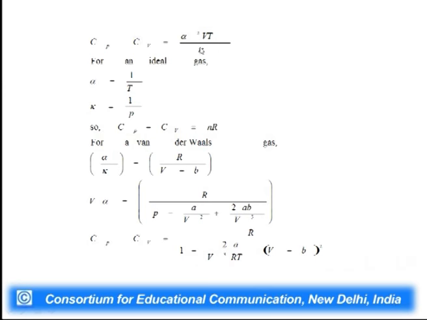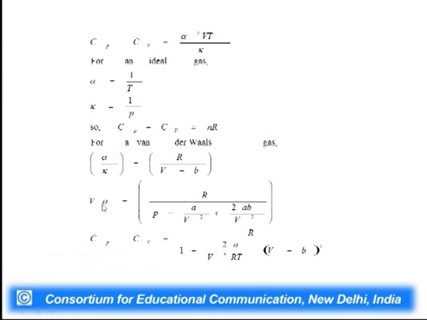This equation can also be used to calculate Cp minus Cv for a van der Waals gas. In that case, alpha by kappa is equal to simply R by V minus b, and V alpha is simply equal to R divided by P minus a by V square plus 2ab by V cube. These are simple derivatives.